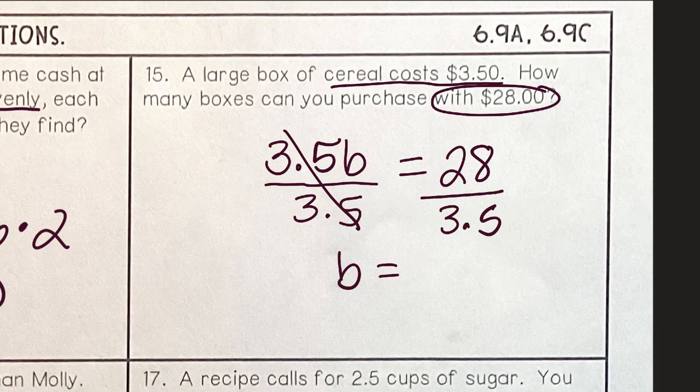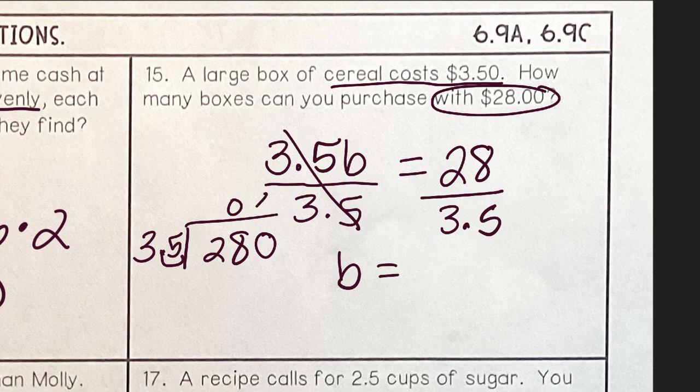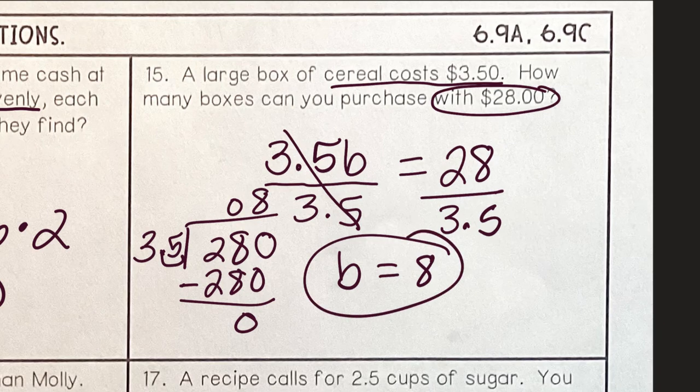And I'm going to go ahead and take 28 and divide it by 3.5. Now, I cannot have a decimal in my divisor. I have to multiply it by 10 to move it over, making me add a 0 to this number. Now, 35 can go into 28 0 times, but it can go into 280 8 times. When you take 35 and multiply it by 8, you get exactly 280 with nothing left over. So therefore, my number of boxes would be 8.